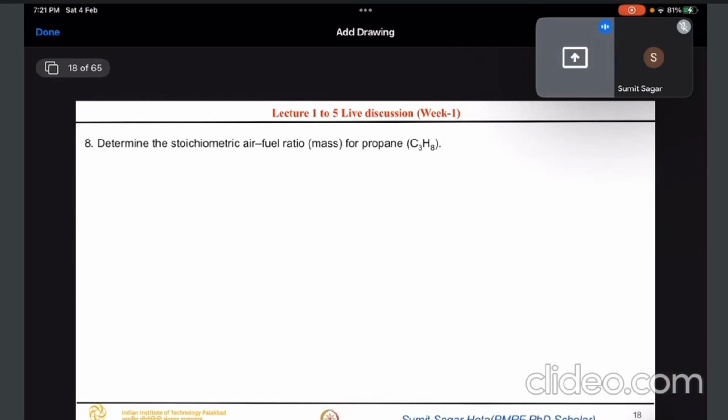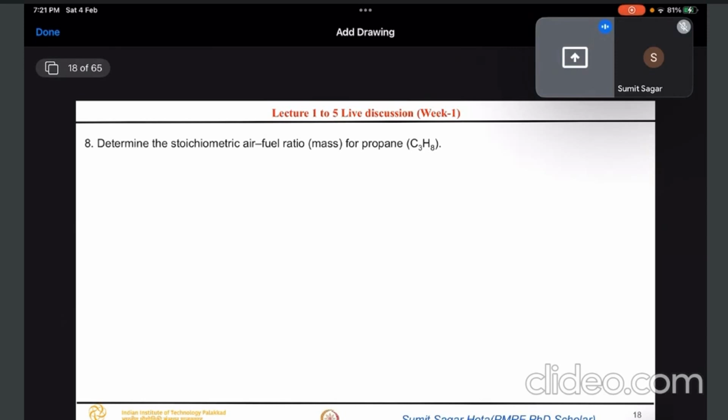Determine the stoichiometric air-fuel ratio for propane. Air-fuel ratio, what is air-fuel ratio? All these things were already discussed in the class. I am not going to discuss all these things, but I will directly discuss the formula and how you should proceed for this question.